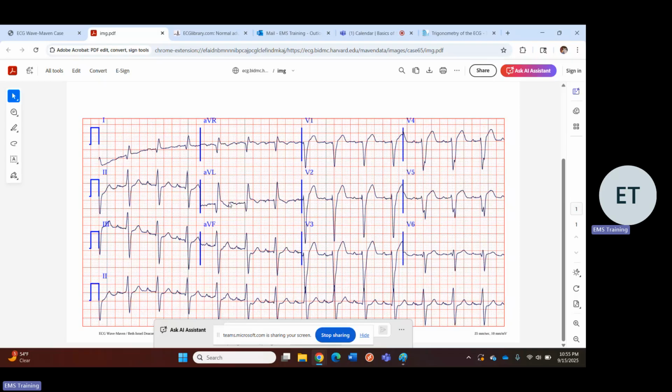So this might be a resolving left-sided, lateral type MI. What is this, high lateral? I don't know, maybe the circumflex or something like that. But I have no idea.